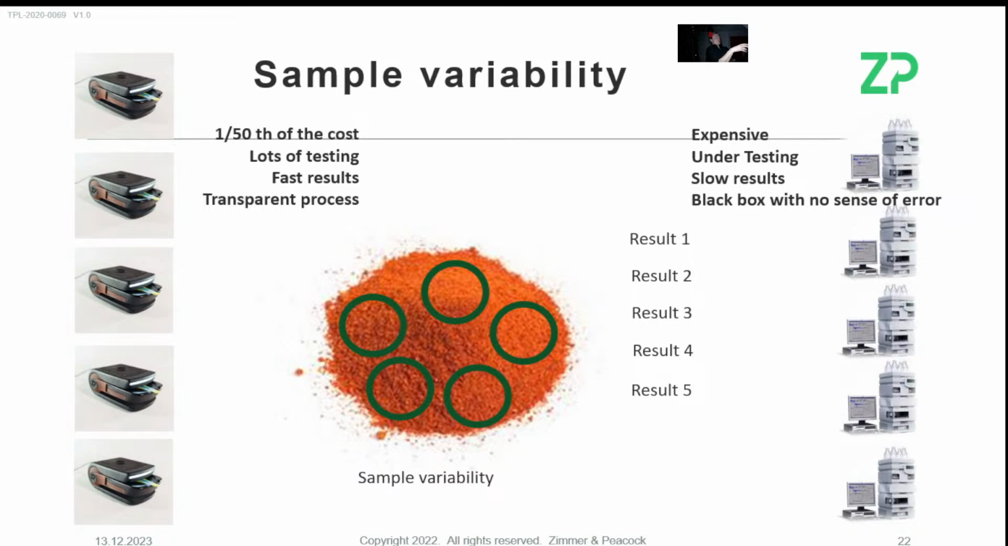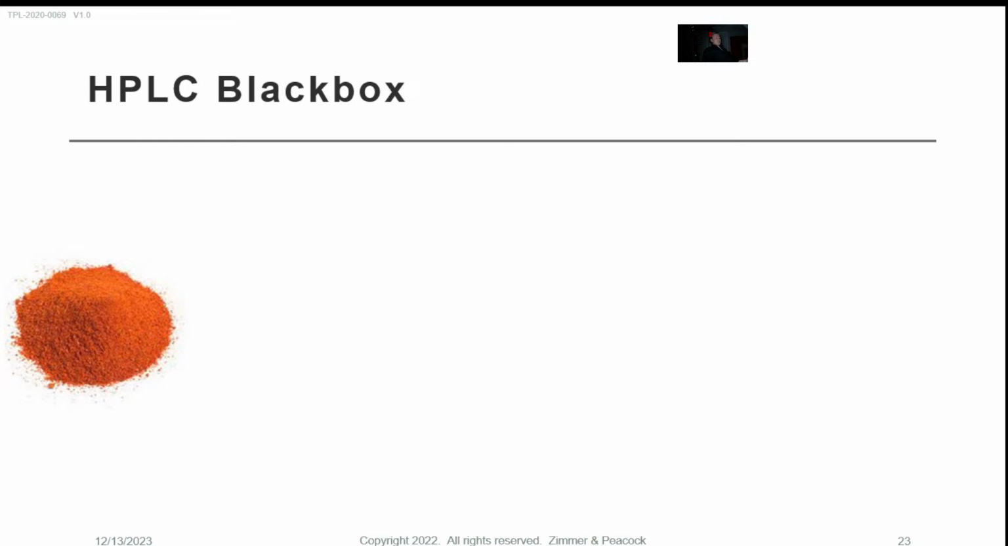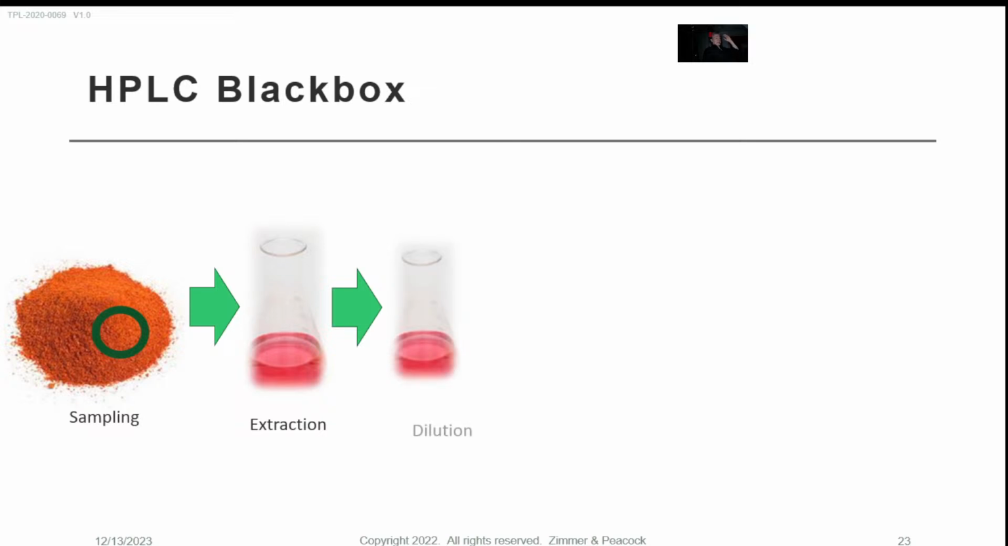They're also able to look at their raw data, or share their raw data with us, and we can actually look at it. So when I say HPLC is a bit of a black box, I mean you've got a sample of chili powder. You take potentially one sample from that chili powder and send it off to the lab, and they do an extraction on it. They may do a filtration, by the way, but they definitely do a dilution.